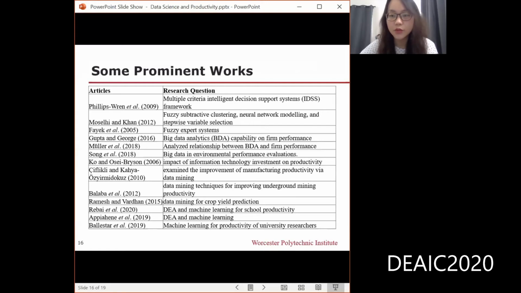Moselli and Kahn, 2012, used fuzzy subtractive clustering, neural network modeling, and stepwise variable selection procedure to rank the parameters that affect construction labor productivity. Fayek et al., 2005, used fuzzy expert systems to effectively model and predict industrial productivity.